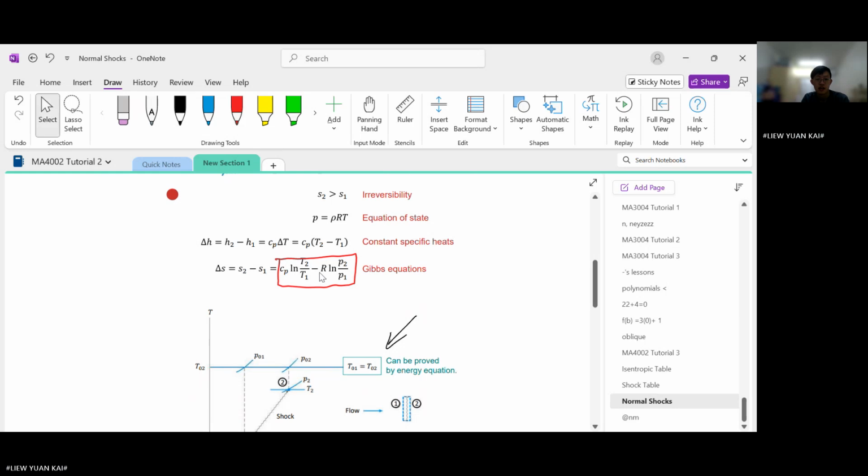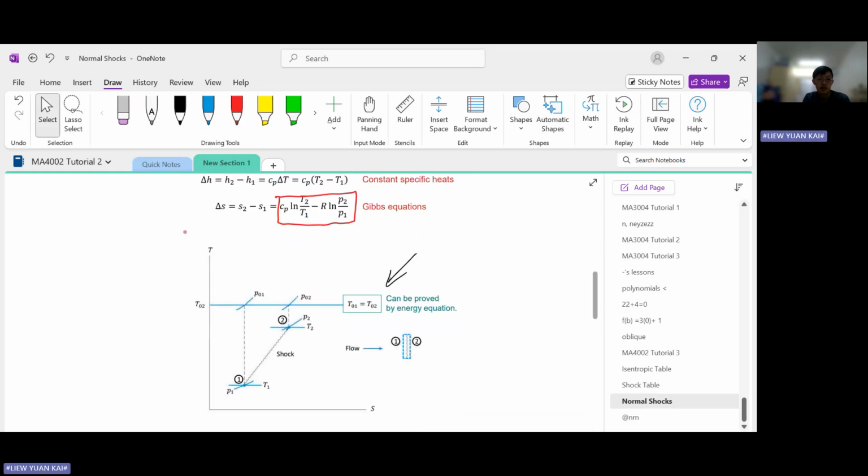So this diagram shows the stagnation temperature being equal. Remember, it's only stagnation temperature. You see, only stagnation temperature is being shared, whereas P01 is not equal to P02. So not all stagnation conditions are shared. For a shock, it is only the stagnation temperature.